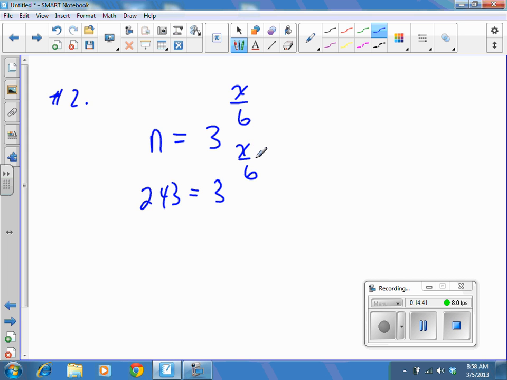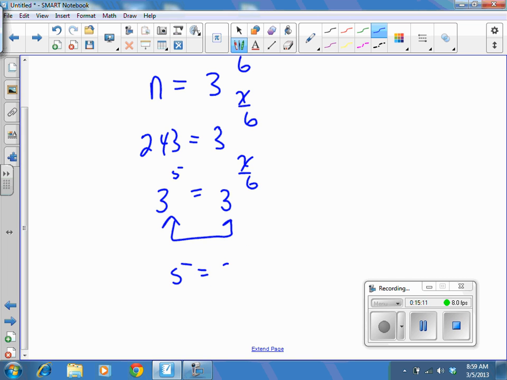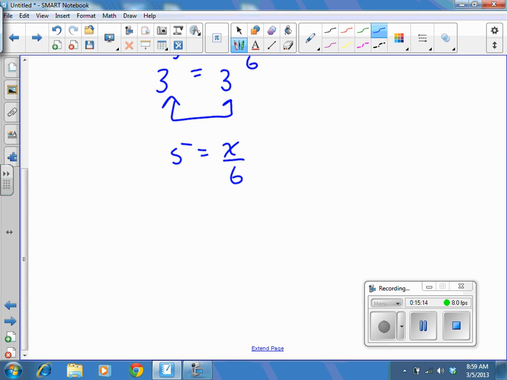What kind of equation is this? It's an exponential equation because it has a variable in the exponent. How do you solve it? Make the bases the same. Go to base 3. So you change 243 to base 3. And it's 3 to the power of what? 5. When the bases are the same, you can equate the exponents and solve this little equation. So x is equal to 30. The answer would be 30 days.